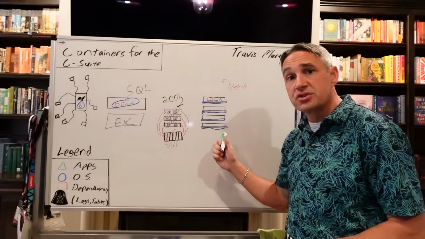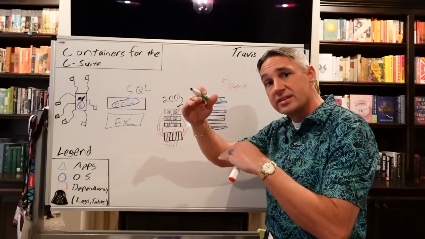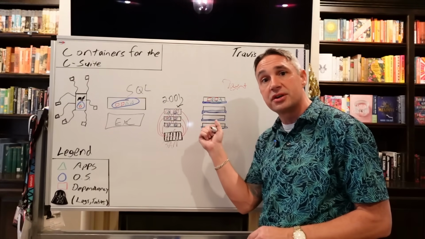But this is how containers work and where they came from. The apps and dependencies are independent of the OS, and the OS is striped across the whole host. So you only have one OS on the containerized host.